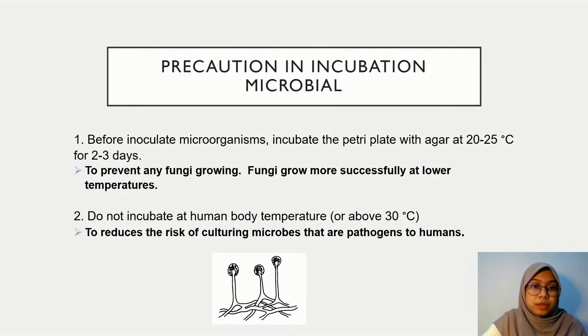The first one is that before we inoculate microorganisms, we need to incubate the petri plate with agar at 20 to 25 degrees Celsius for 2 to 3 days. It's to prevent any fungi growing. Fungi grow most successfully at lower temperature. As you may know, fungi is one of the most dangerous microorganisms that can cause death if they attack your respiratory system. Number 2, do not incubate at human body temperature or above 30 degrees Celsius, because we want to prevent the risk of culturing microbes that are pathogens to humans.